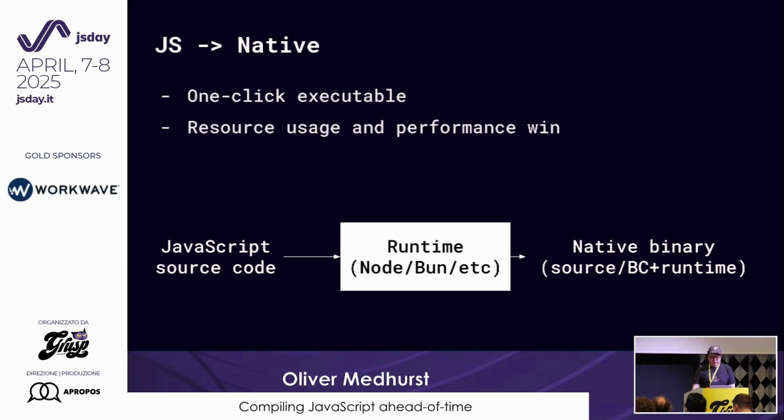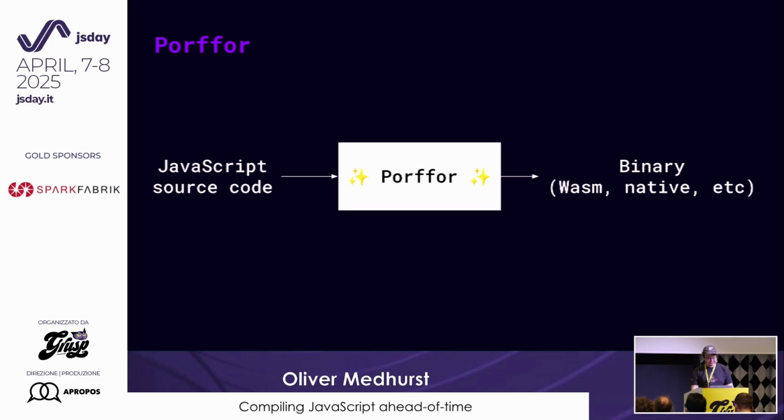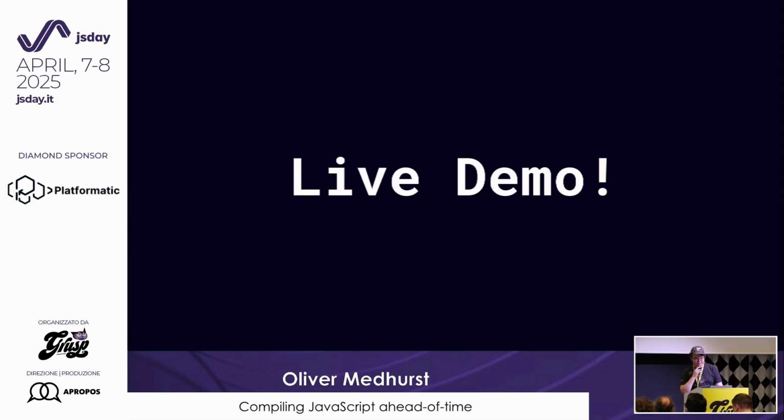And then compiling JS to native is nice because you just get a one-click executable. You don't have to tell your users to install Node or something. And typically there is a resource usage and performance win if you do it well. So if only you could ahead-of-time compile JavaScript like this, which is what Porffor is. So going back to the diagrams from earlier, this is where it kind of fits in. And I will now do a demo.